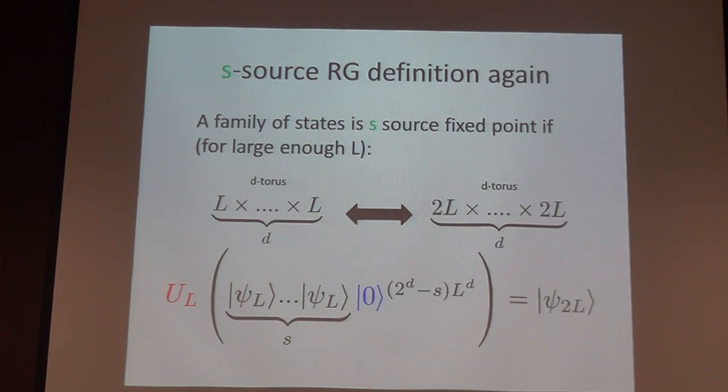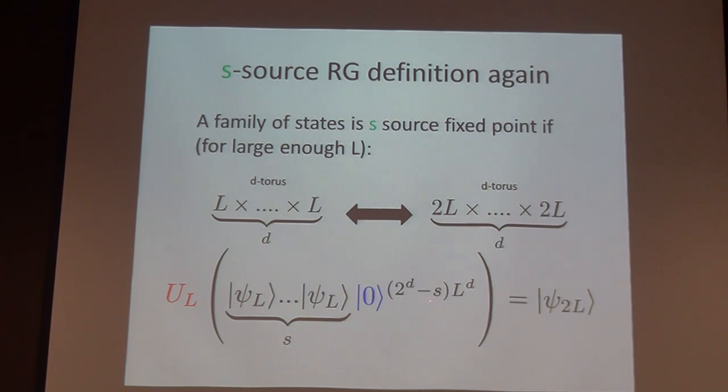One more time, just to beat it into your heads, here's the definition again, but this time in equations instead of pictures. So we have a family of states, psi L, labeled by system size. And we say that this family is an S-source fixed point if, given such a state on an L by L by L torus, in d dimensions, I can turn it into a state on a 2L by 2L by 2L torus. The way the construction works is I take S copies of that state on the L by L by L torus. I put them together. I append some product degrees of freedom, however many I need.